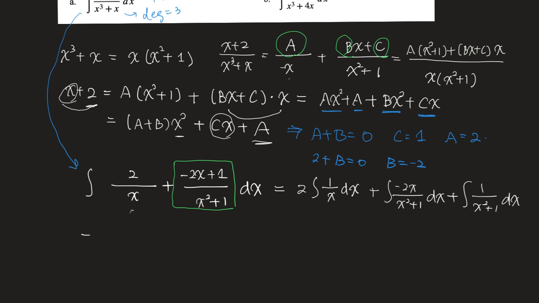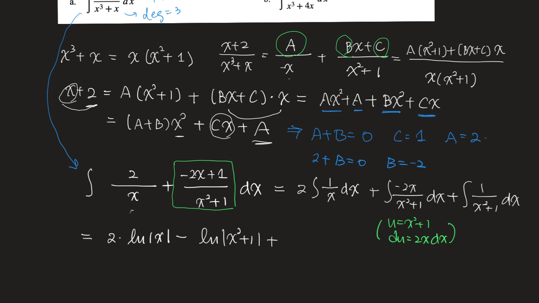So let's do the first one. This one is 2 ln absolute value of x. For this one, how can you do that? You're going to use substitution. I'm not going to show it here, but you can use it here. Let u be x squared plus 1, du is 2x dx. Then you find this antiderivative. That's going to be negative, not 2, guys, negative ln x squared plus 1.